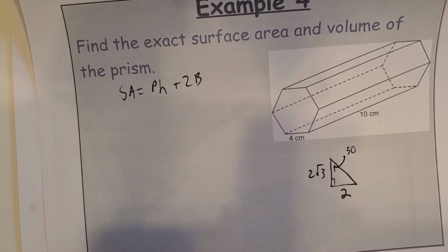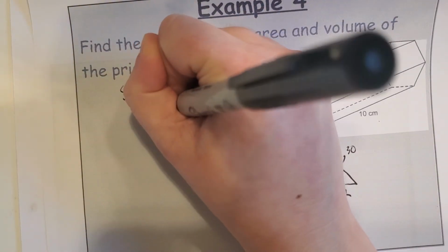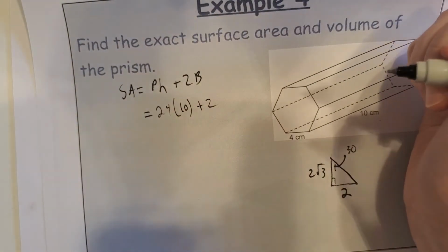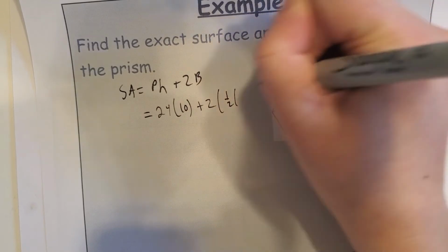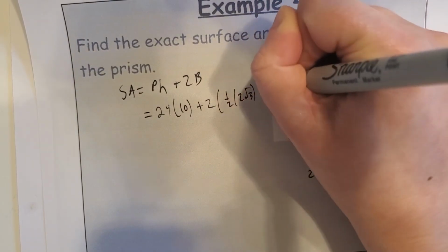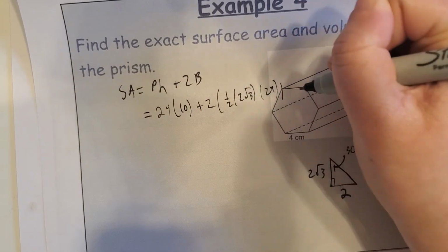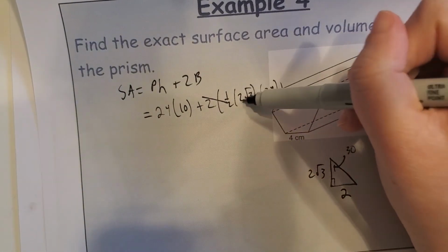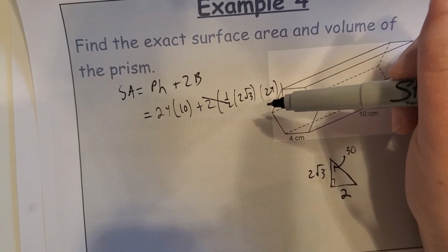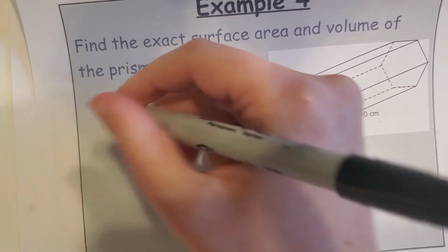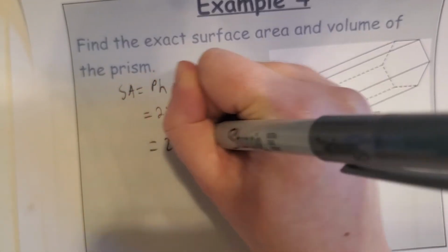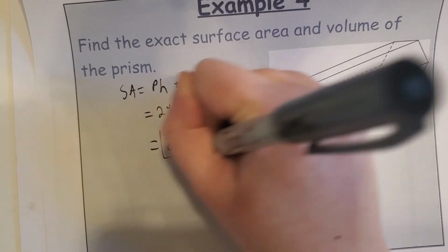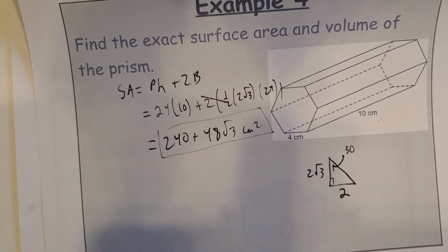So the perimeter, it's a regular hexagon, so the perimeter is going to be 24 times the height of the prism, which is 10, plus 2 times the area of the base, which is 1/2 times the apothem, which is 2 root 3, times the perimeter again, which is 24. The nice thing about this problem is that 2 times 1/2 cancels out. So you can just do 2 root 3 times 24, which is 48 root 3. And then 24 times 10 is 240. So this is 240 plus 48 root 3 centimeters squared. And we are going to leave it like that. Because again, no like terms, nothing else you can do with it.